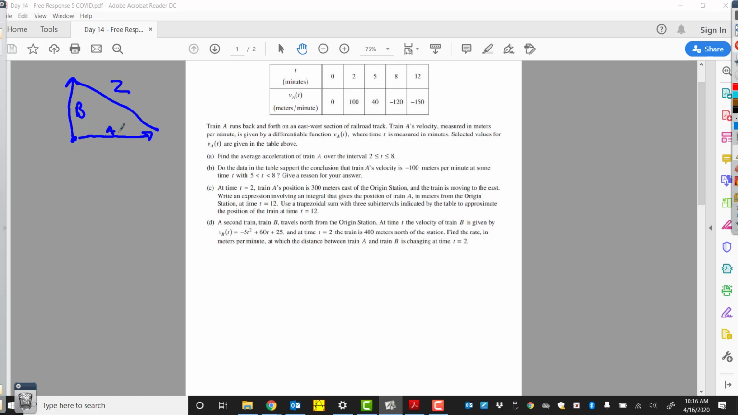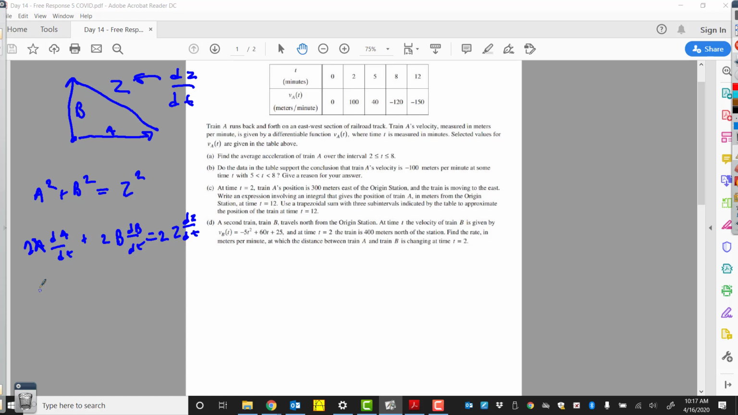Okay? So let's think about, we want the rate of change of the distance between them. So we want dz/dt. Well, to get that, we have to use this equation: a squared plus b squared equals z squared. And so we end up with 2a dA/dt plus 2b dB/dt equals 2z dz/dt.